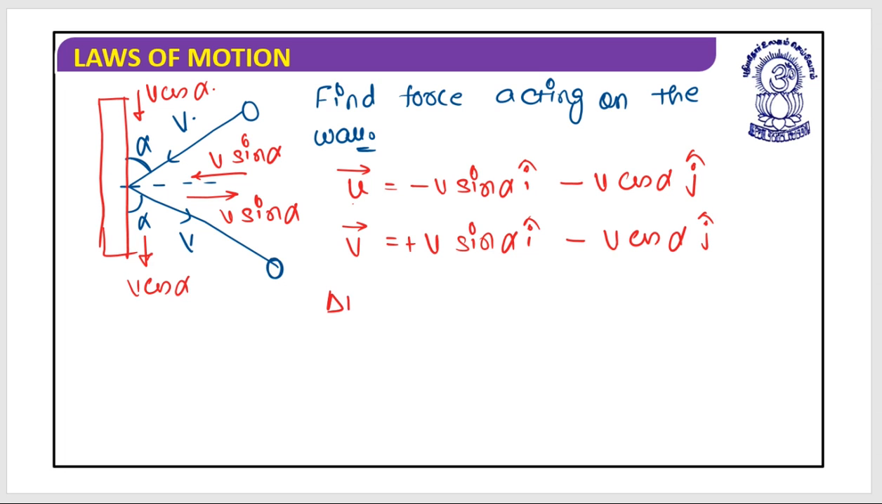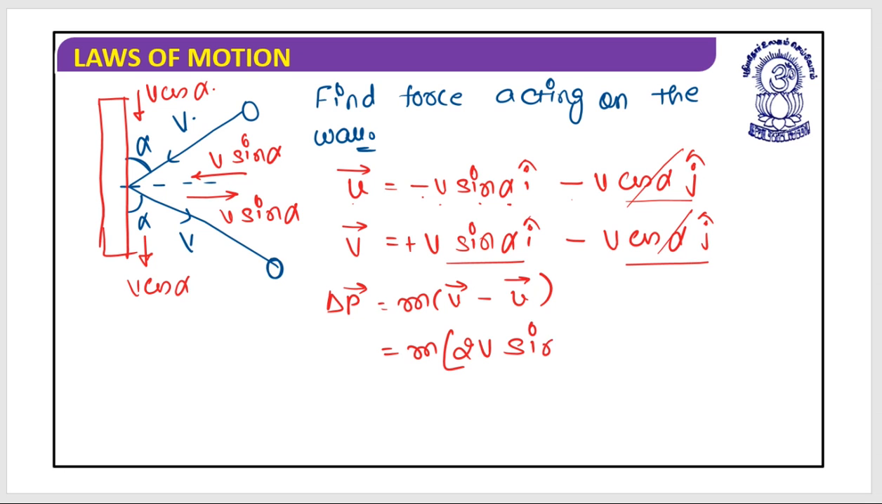So delta p is m into bracket v minus u, final velocity minus initial velocity. This equals m into, let's look at this very carefully, v sin alpha i cap minus v cos alpha j cap minus of, so this is plus, plus v sin alpha i cap minus plus v cos alpha j cap. So these two terms will be cancelled out, and I am left with 2v sin alpha i cap. So this equals 2mv sin alpha i cap. This is just the delta p you required in force.